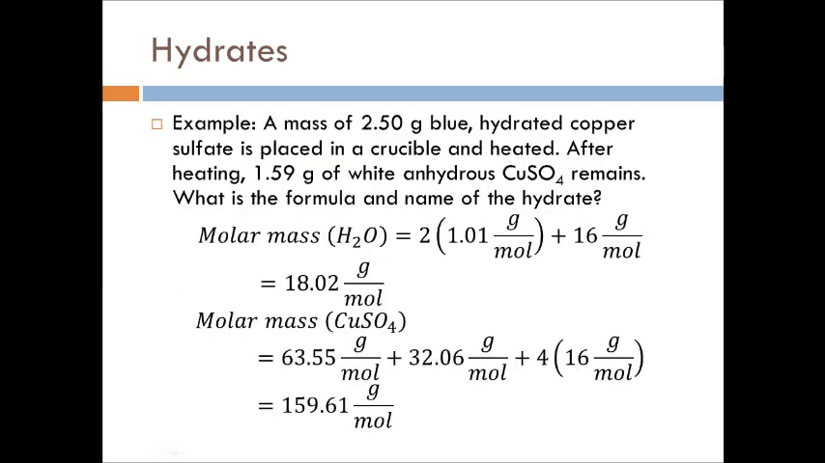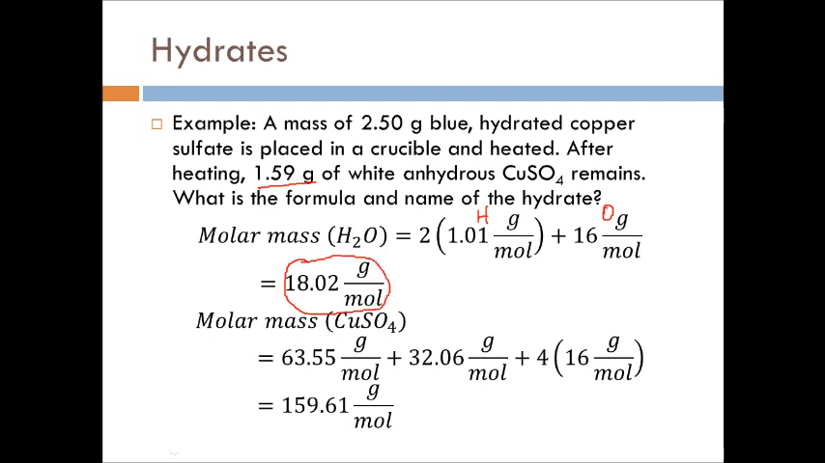Let's look at an example. Alright, so our example here is a mass of 2.5 gram blue hydrated copper sulfate is placed in a crucible and heated. This is what we did in our lab. After heating, 1.59 grams of white anhydrous copper sulfate remains. So this is the mass here of your anhydrous solid. What is the formula and name of the hydrate? So, first thing let's go ahead and find our molar masses because we're going to need those values when we end up converting to moles. So, let's first find the molar mass of water. We take 2 hydrogens plus 1 oxygen and we get 18.02.